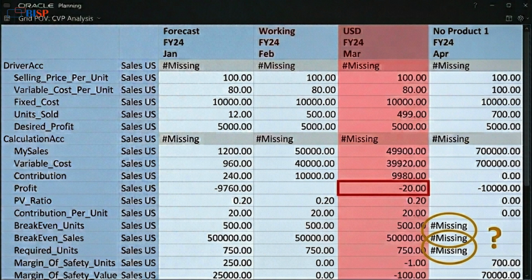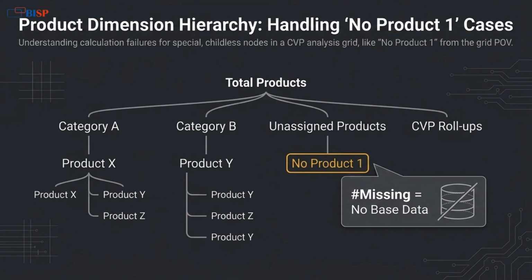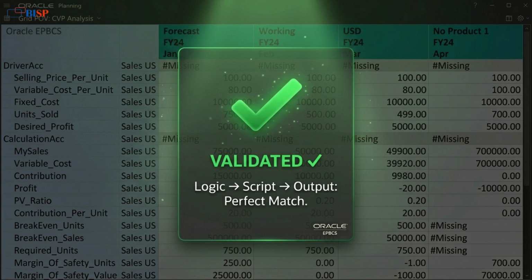In April, 700 units sold. But notice, break-even units shows missing. Why? Because April has no product dimension assigned. It's the no product 1 scenario. The script runs correctly. It simply has no base data to calculate against. The numbers match exactly what our logic predicted. That's the power of automating CVP analysis in EPBCS.